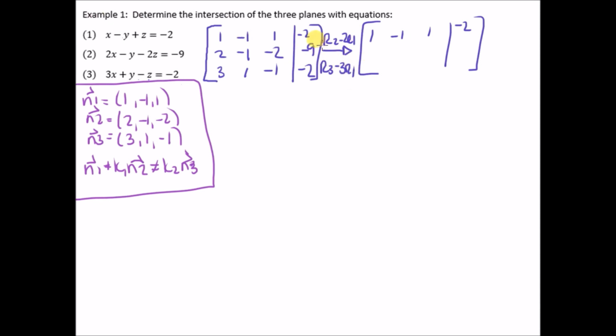Back to this. R2 minus 2 of R1. So 2 minus 2 is 0. That's our goal. Our goal is to take this triangle and make as many zeros in this triangle as possible. Then negative 1 minus, and that would be negative 2. In other words, negative 1 plus 2, I get 1. And negative 2 minus 2, I get negative 4.